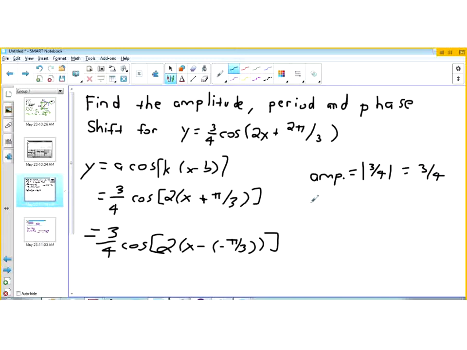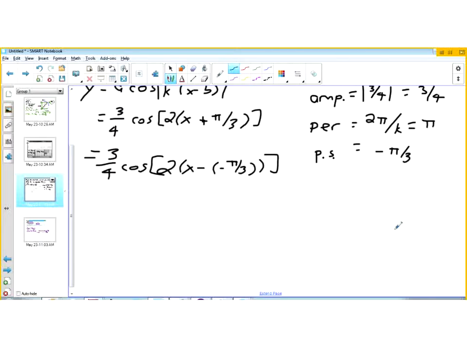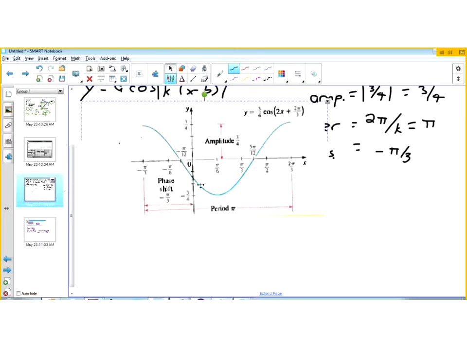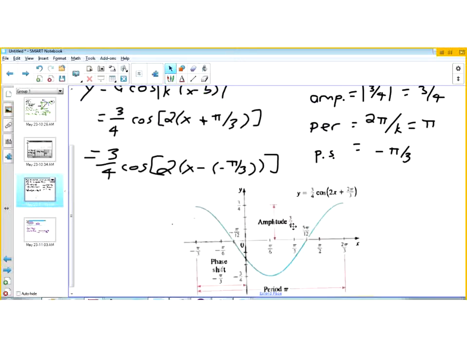And let's see, the period, as we discussed earlier, is 2 pi over k, which is equal to pi, because k is 2. And then the phase shift, which I'll call PS, would equal b, which is negative pi thirds. So it's a left shift. Right? And this would be the picture right here. So amplitude 3/4. Here's the sketch.